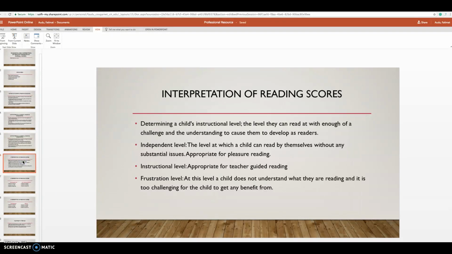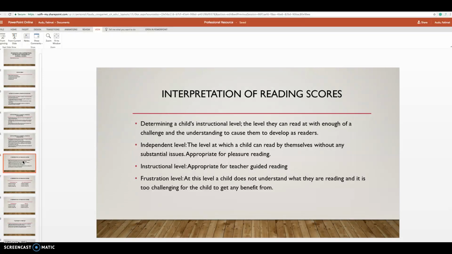Okay, so now the interpretation of the reading scores. And so the whole purpose of these tests, the word recognition, the oral and silent reading, and the spelling, is to determine the proper instructional level for a child. And so we have the independent level, the instructional level, and the frustration level. So at the independent level, a child can read by themselves. It says here that it's appropriate for pleasure reading. Okay, so they don't need any help at this level.